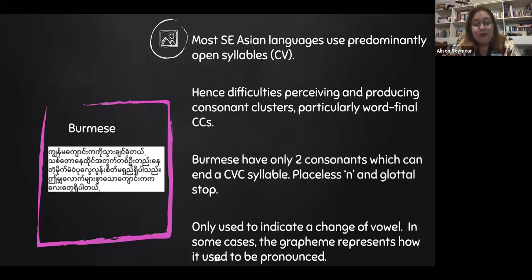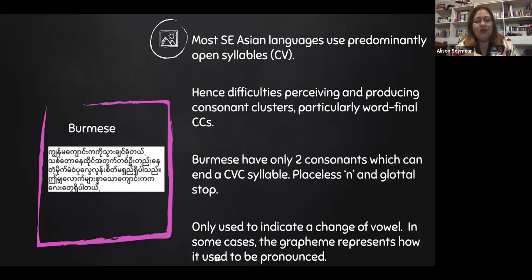So what I learnt about Burmese, which I just found absolutely fascinating, and helps to explain why they really struggle with word final consonant clusters, is that they only have 2 consonants nowadays which will end a CVC syllable. One is the glottal stop, and the glottal stop is the sound that is in the middle of the word bottle. So it's a kind of sound that's produced here at the glottis. Bottle is probably how it's best represented in English.